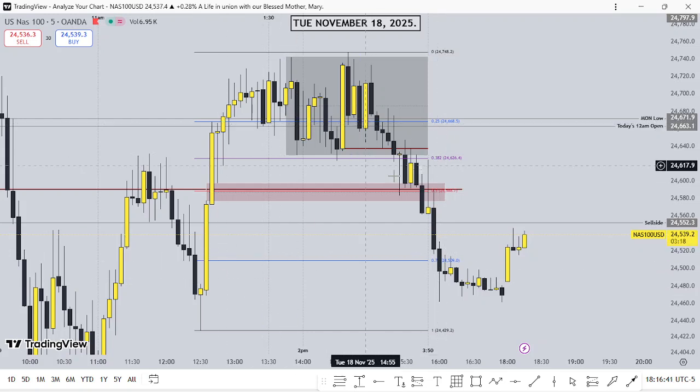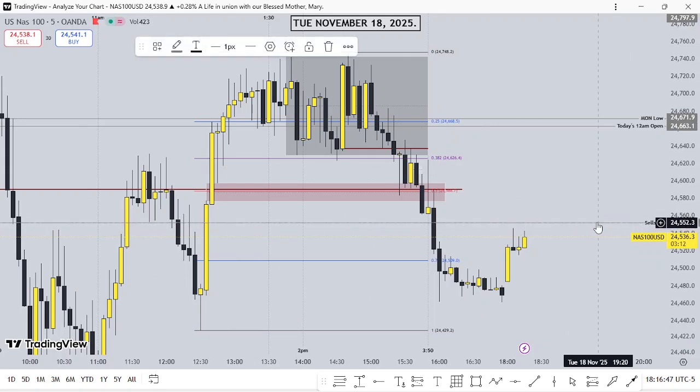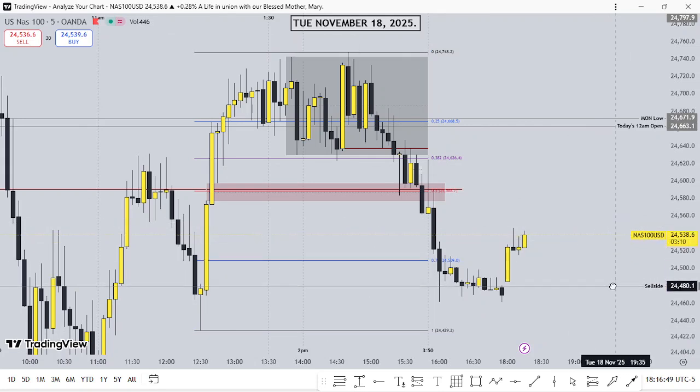Okay, then it did its thing. So I'm going to take this out because price even traded past it. This would have been the ideal sell side here, because that was where I had my take profits and used sell side.